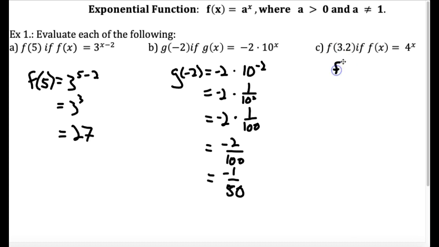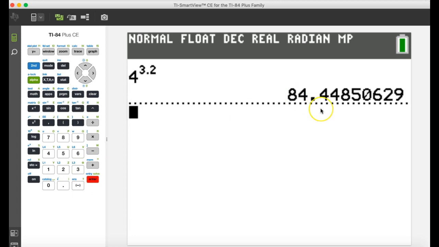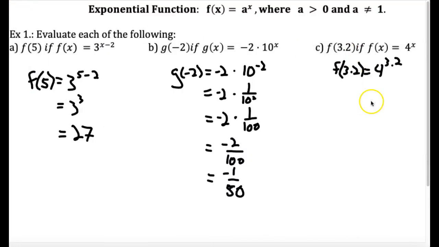So on this one, we're plugging 3.2 in, so we're going to have 4 raised to the 3.2 power. So we're going to need a calculator for that. All right, so let's bust out the calculator. Raise 4 to the 3.2 power. And we get 84.449. Okay, let's round things to 3 decimal places. All right, so 84.449.